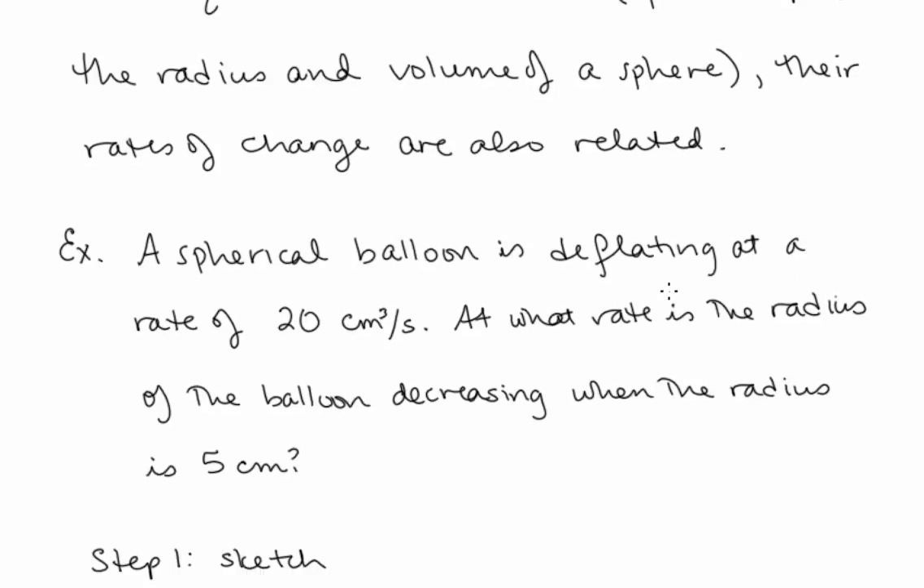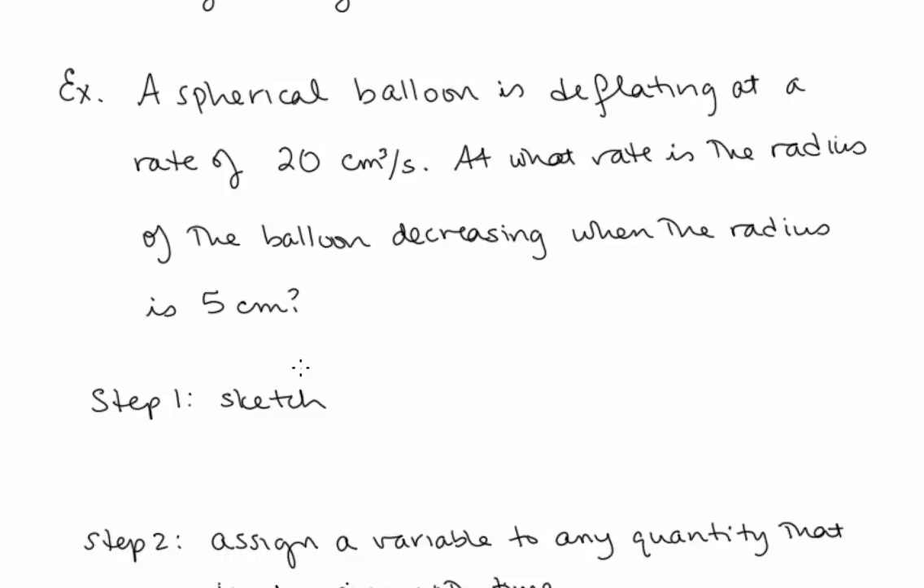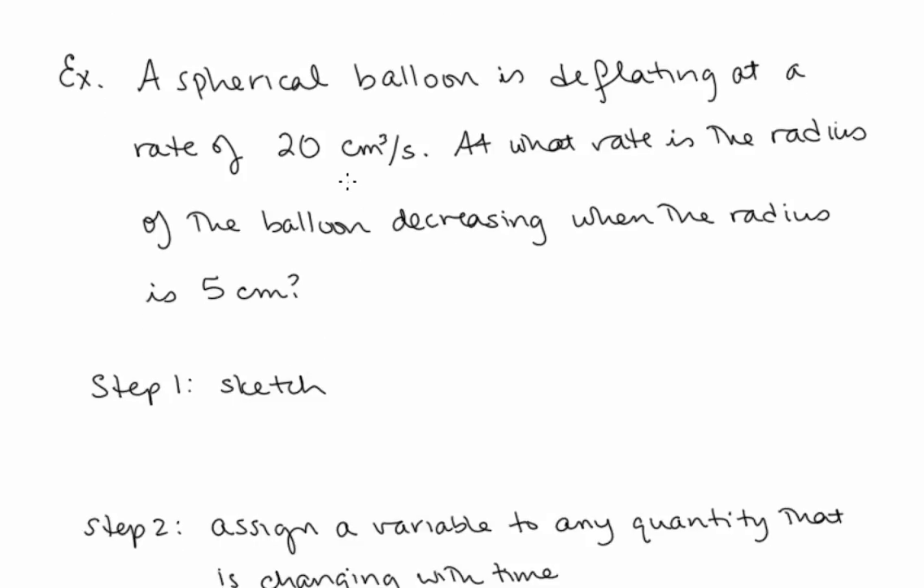So let's take a look at this example. A spherical balloon is deflating at a rate of 20 cubic centimeters per second. At what rate is the radius of the balloon decreasing when the radius is 5 centimeters? So they're talking about a rate of change of the volume of the balloon, and they're asking about the rate of change of the radius of the balloon.